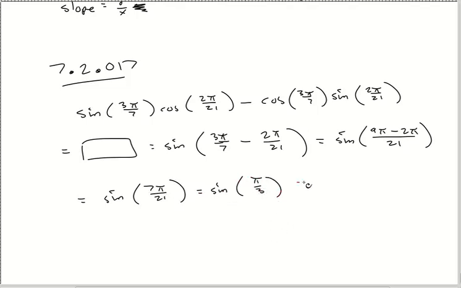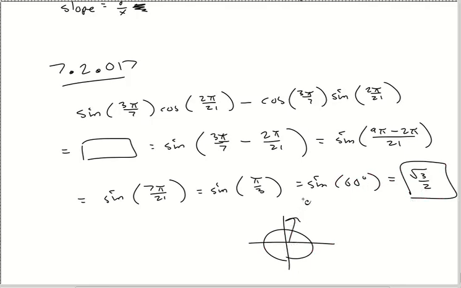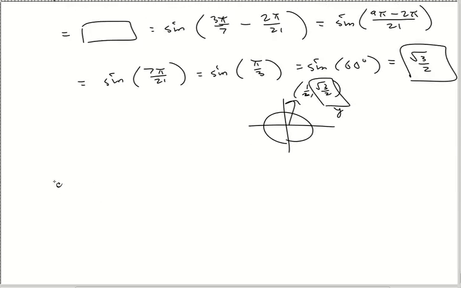So sine of 60 degrees. This is unit circle. It's square root 3 over 2. And, well, you're done. If you wanted to see where it is, it's right here at positive 1/2 and positive square root 3 over 2, and that's your y value. That's your sine value. That was it.